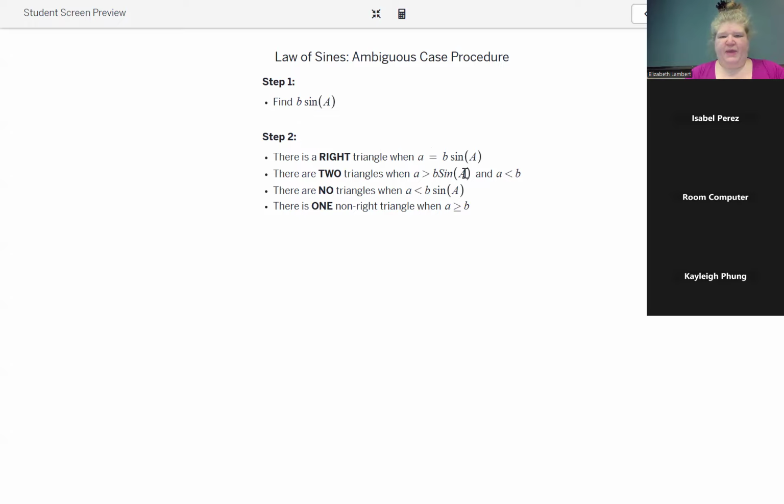but if it's bigger than B sine A, but not as big as B, that's our full ambiguous two triangle case. If A is bigger than B, then we'll only have one triangle. So it really comes down to, is A smaller than B or is A bigger than B? Because on the homework and on the test, we don't typically give you the case where it'll be one or no triangles.